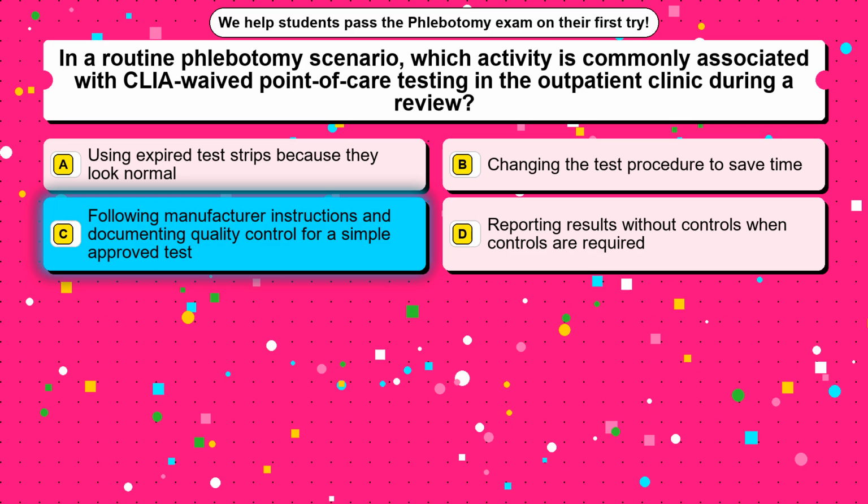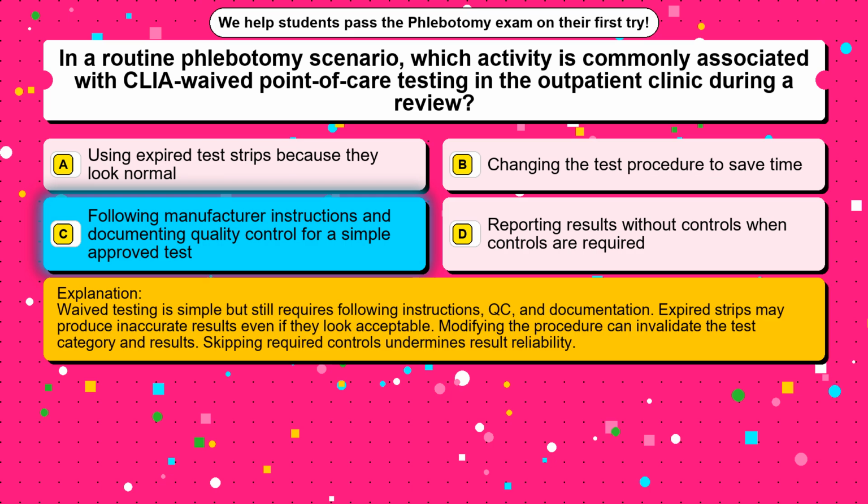Following manufacturer instructions and documenting quality control for a simple approved test. Waived testing is simple but still requires following instructions, QC, and documentation. Expired strips may produce inaccurate results even if they look acceptable. Modifying the procedure can invalidate the test category and results. Skipping required controls undermines result reliability.